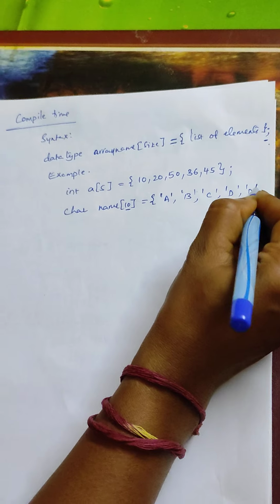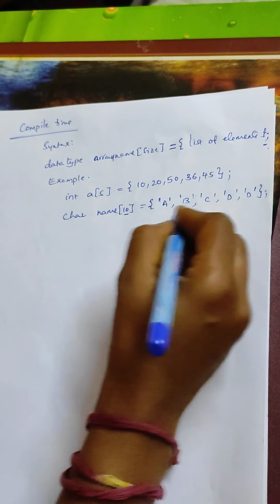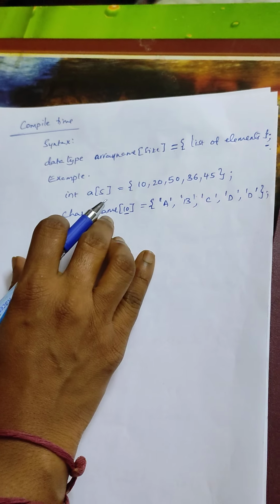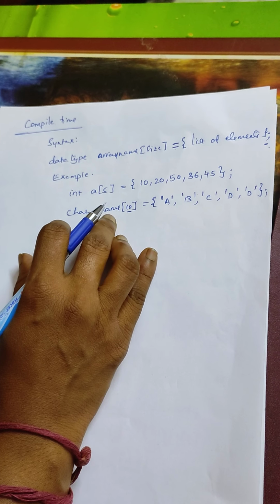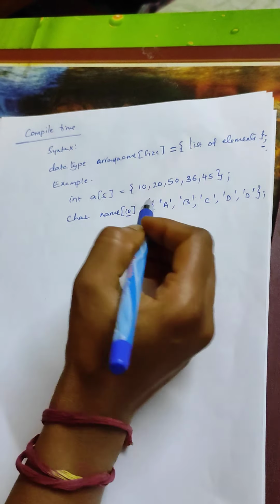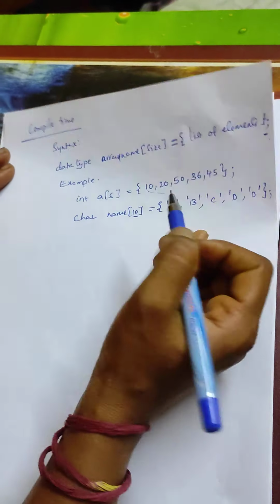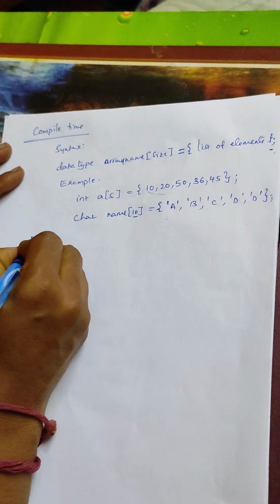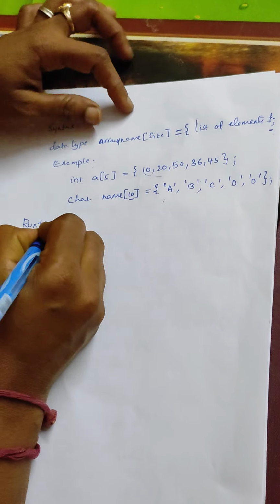values. So these are said to be elements. So here I am passing 6 characters, and the last character is the null character for your character type. So this is how you declare a one-dimensional array at compile time. Now coming to runtime initialization.